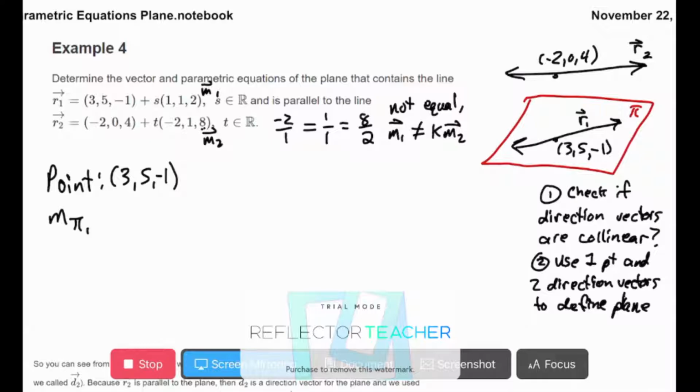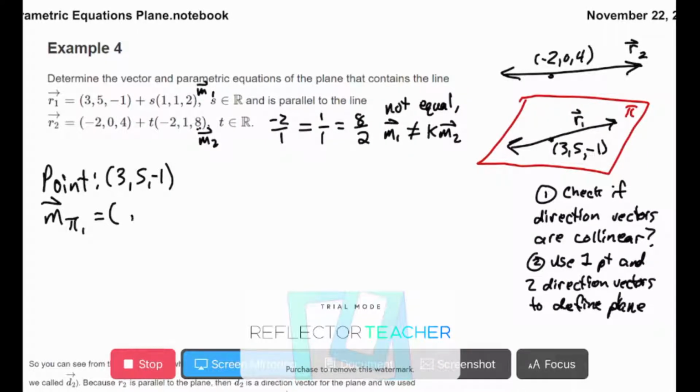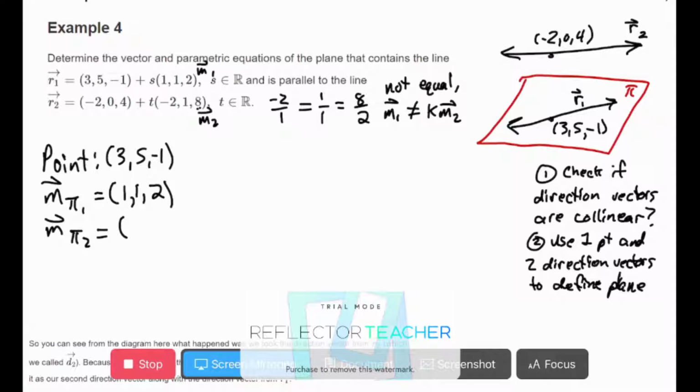My first basis vector is going to be from the line that lies in the plane. So (1, 1, 2). And my second basis vector for my plane is my direction vector from R2, because it was parallel to the plane, so it travels in the same direction as the plane, although it doesn't intersect with it. (-2, 1, 8). And now we can put all those pieces together.